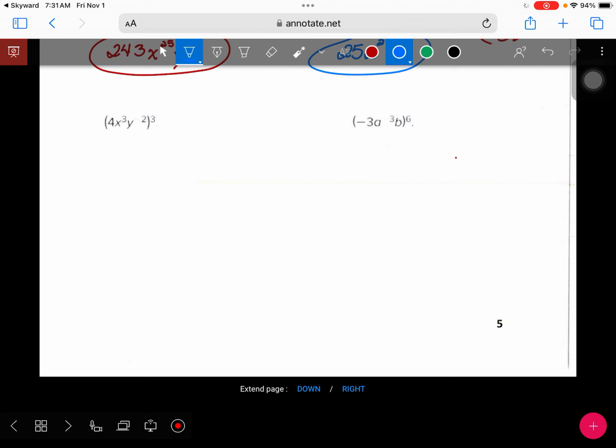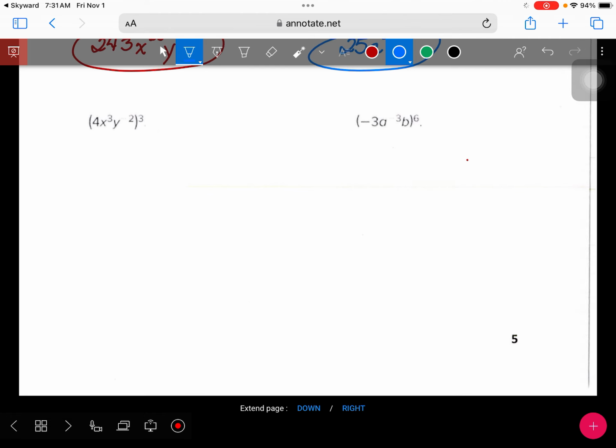You try this one on your own. 4x to the 3rd, y to the 2nd, everything inside there to the 3rd power. You try that one at your seat, okay? Just to make sure you can do this.